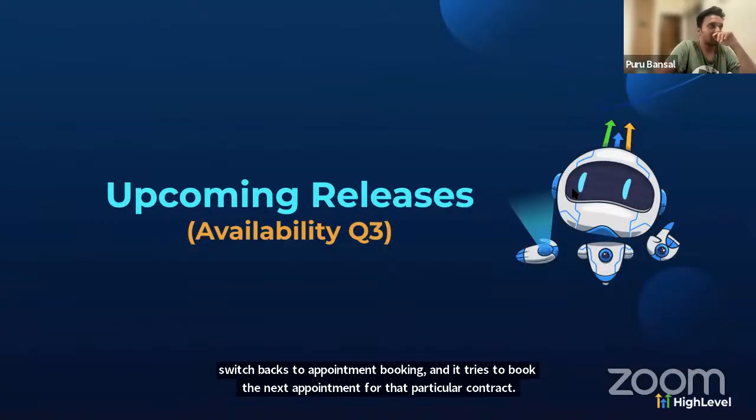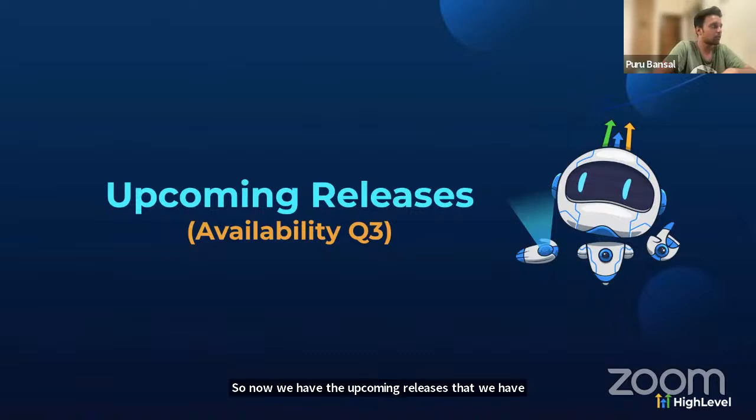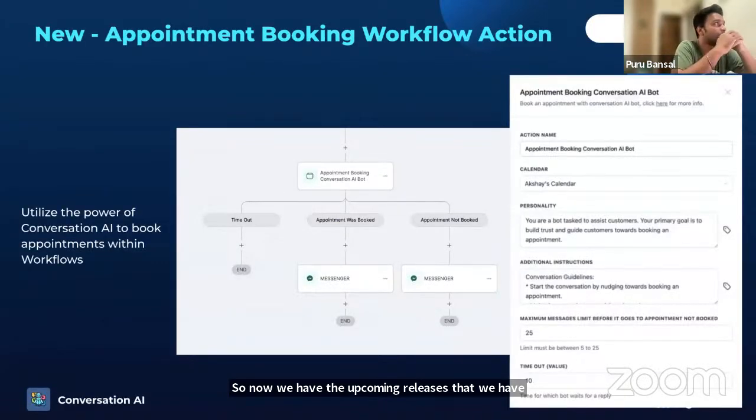Now we have the upcoming releases that we have planned in the next 2 months, which is the month of August and September. The first one is a new appointment booking workflow action. You will now be able to use the same appointment booking that you were able to do with Conversation AI within your workflow. It will be a new appointment booking Conversation AI action. You'll have the personality, additional instructions, maximum messages, and a timeout for how long you want the bot to continue. And we have certain things below as well.